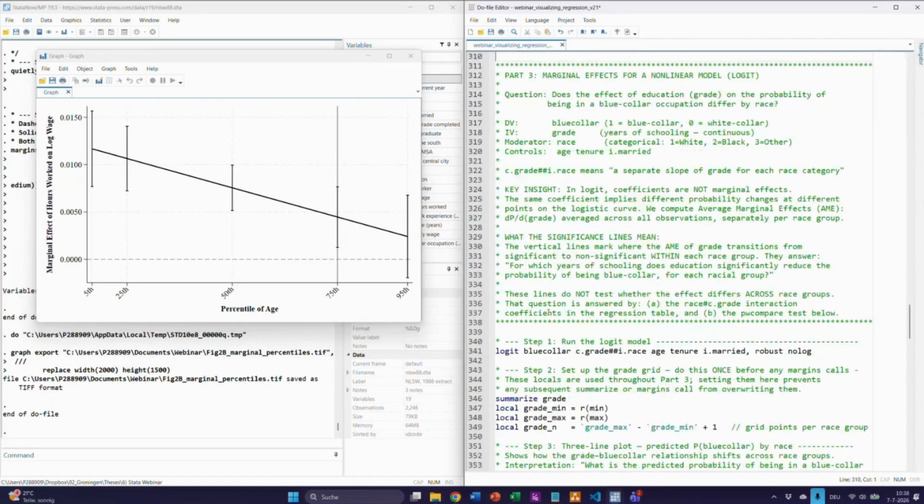Are we ready for more? I have a little bit more to share on nonlinear models. Nonlinear models essentially just means that your dependent variable is not continuous, but for example, binary.